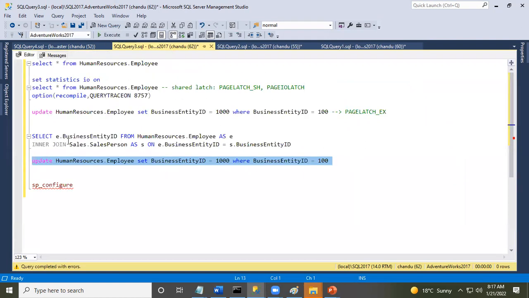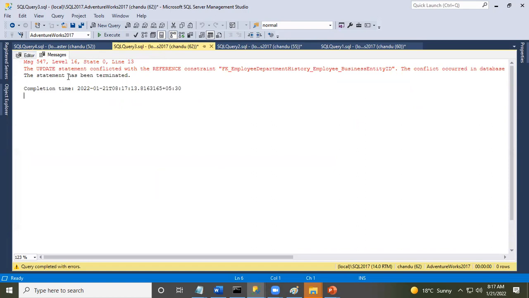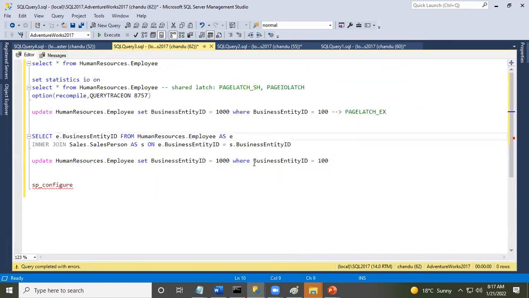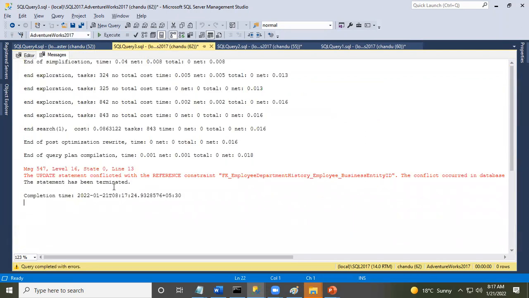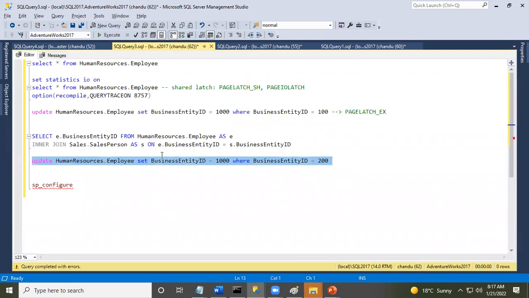Okay, where is that? Reconfigure configuration. Okay. Business entity equal to 200. Something is not updating, but yeah.